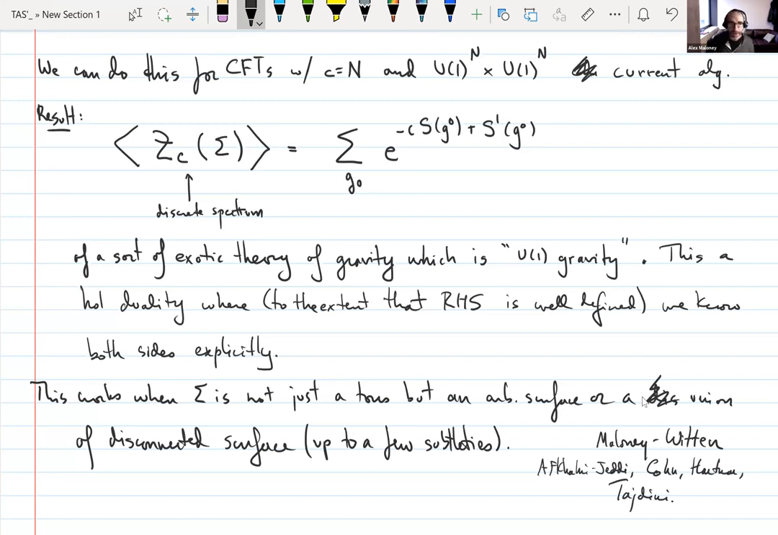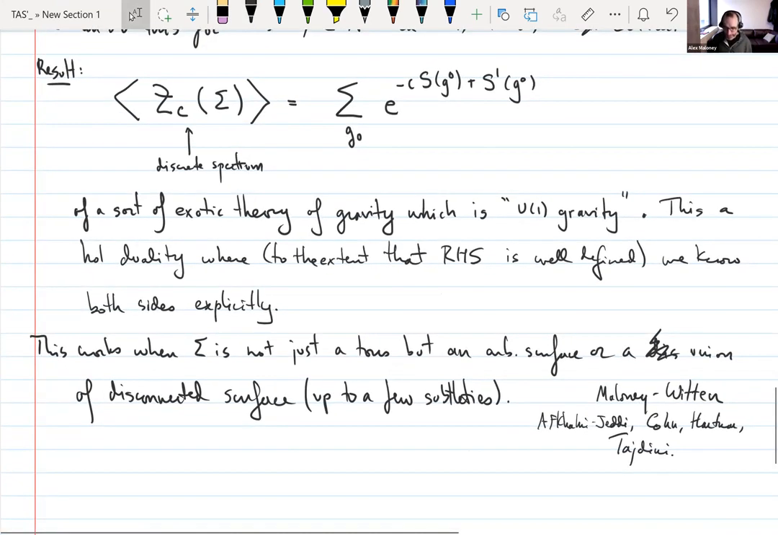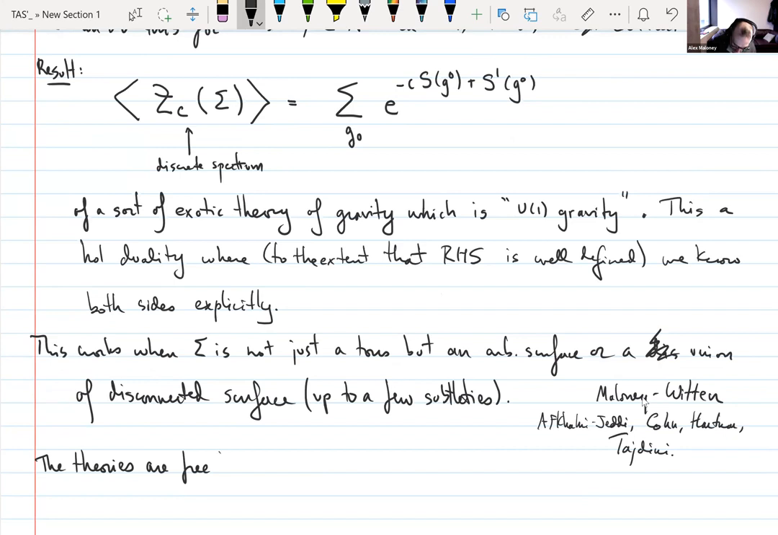But I've described this all very abstractly. Let me just tell you what the theories are that we're considering. The theories that are instances of this ensemble are just free bosons. It's very simple. The only thing that makes these non-trivial is that they are compact free bosons.